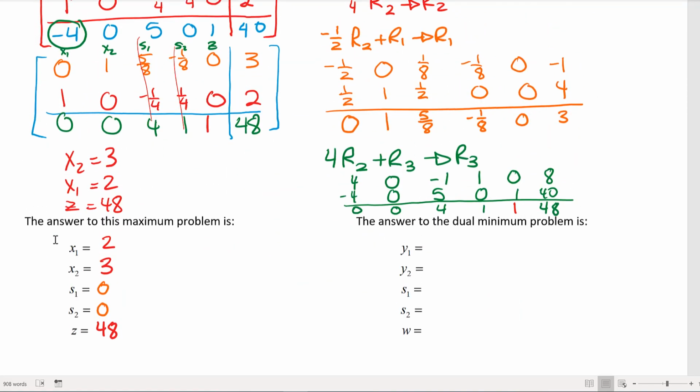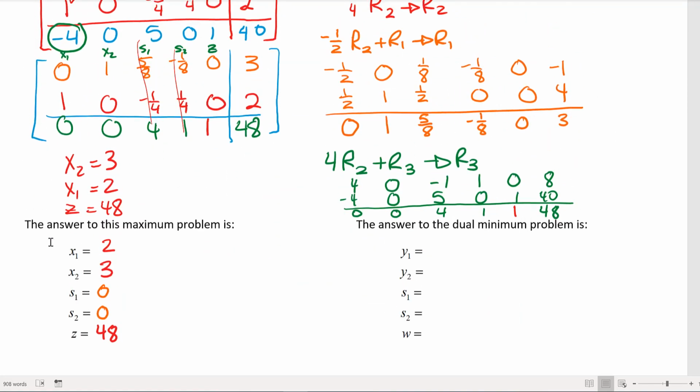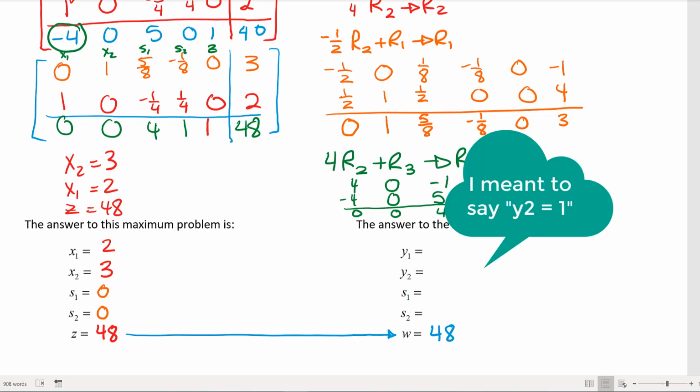So how am I going to figure out what the solution to the minimization problem is from the matrix? If you remember from our graphical problem, we know that the answer from the max problem is the same as the answer from the min problem. It's going to be 48. And if you looked back at the graphical solution, we know that the answer was 4, 1. So y1 was 4 and y2 was 1. Where would you find those values?